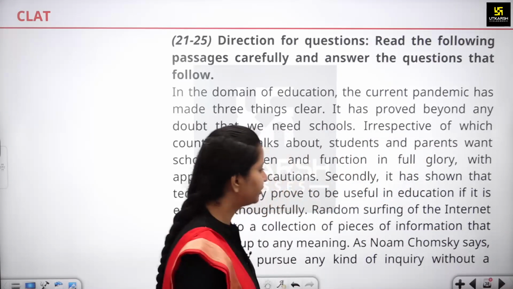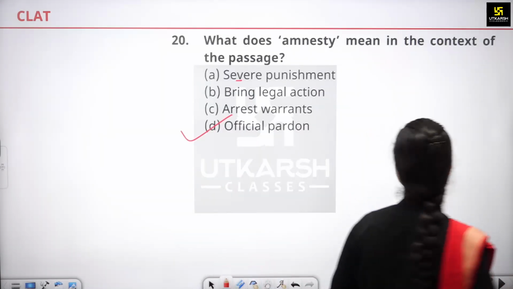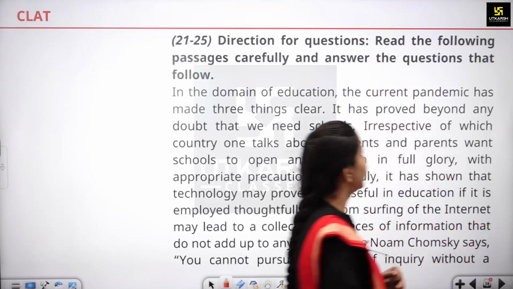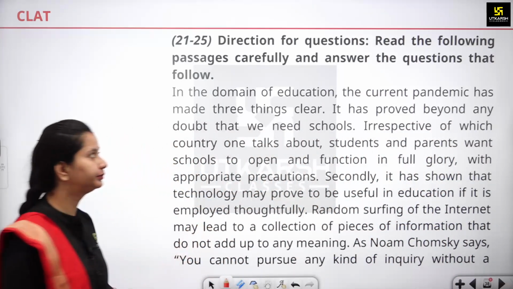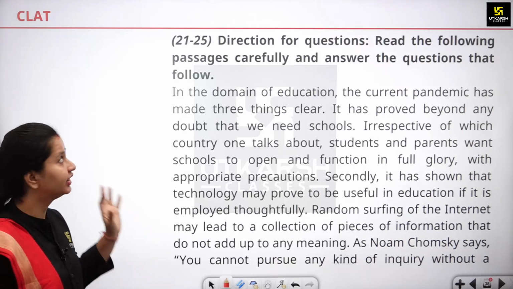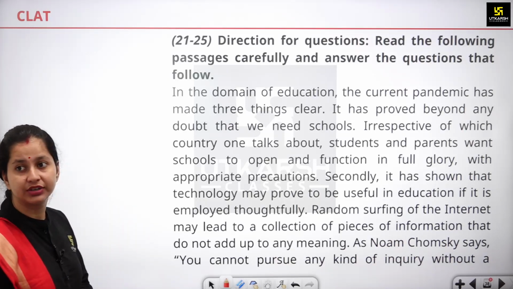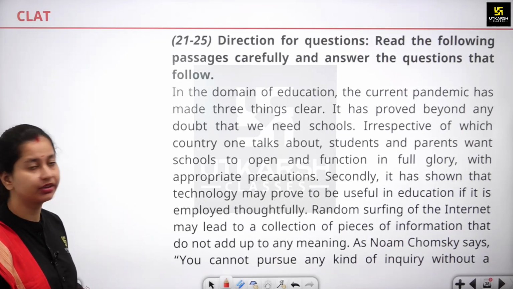Next passage that was there. I hope I haven't missed any question. Okay. Next question that was there. Next passage that was there. Last passage that was there in the question. Second last passage that was there in the question paper.